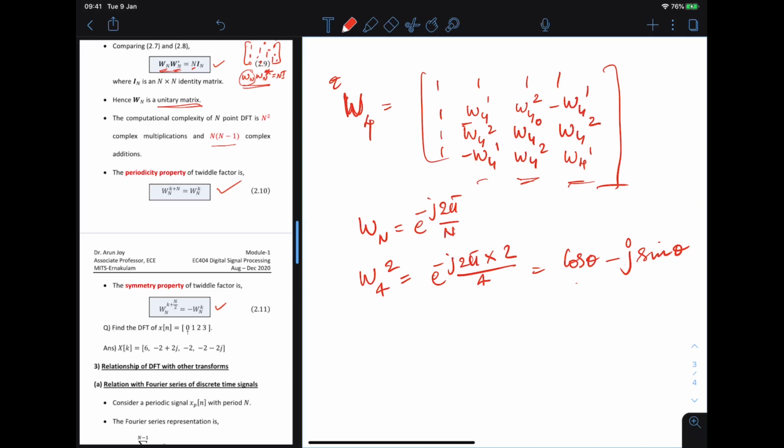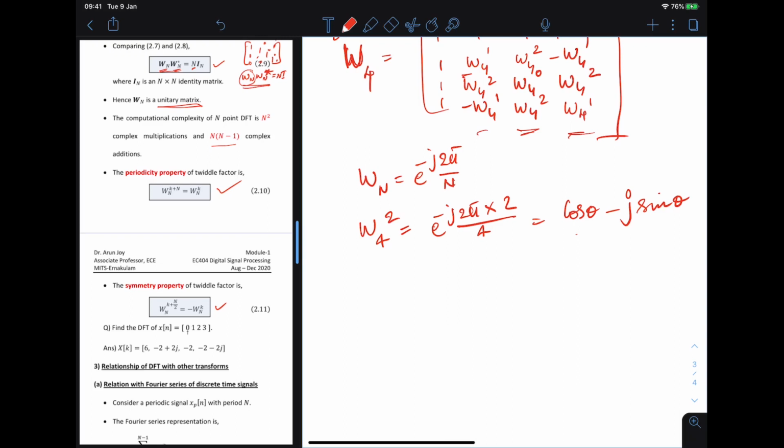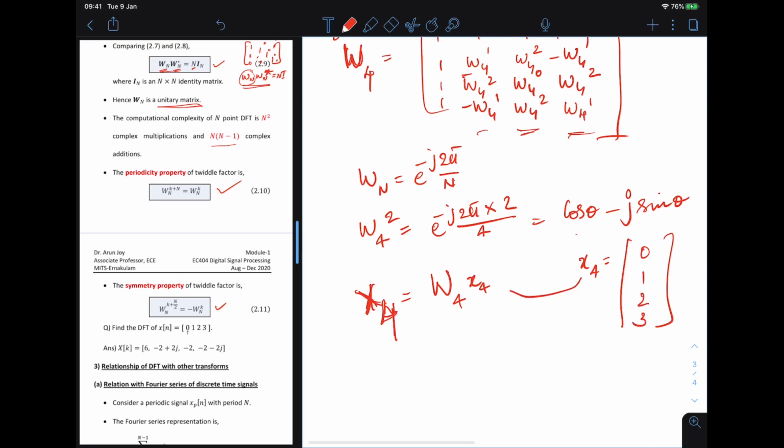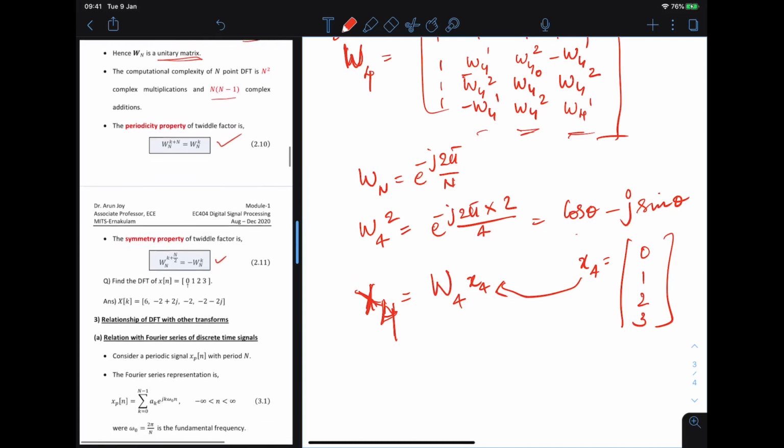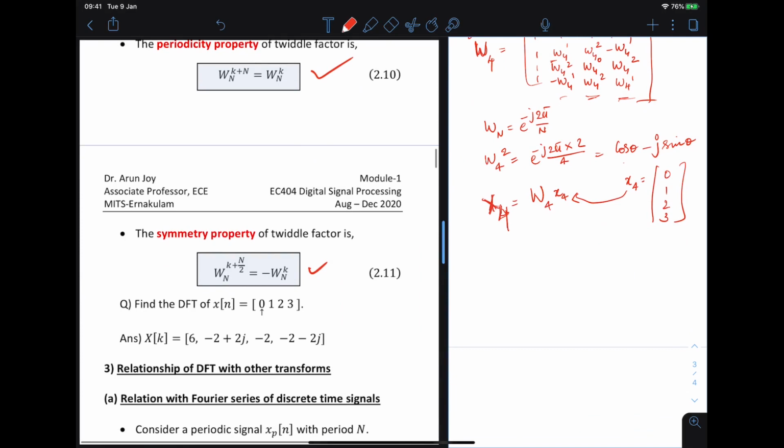After that, you just have to put in your actual answer. Capital X of 4 is equal to W4 times small x of 4, where small x of 4 is put in a column vector 0, 1, 2, 3. That is your x of 4, and you can find the answer, and that is given here. So you must cross check this one and verify the answer.